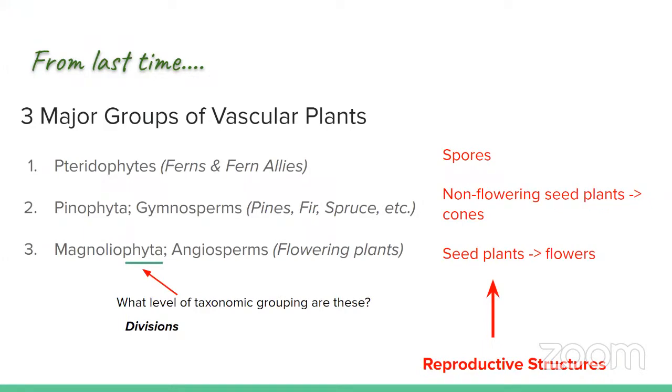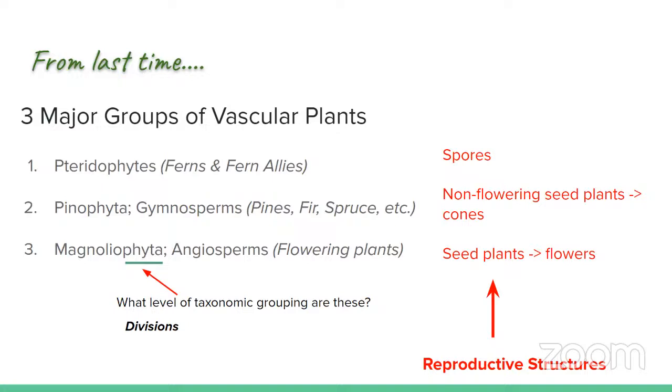So we started with our mosses, our hornworts, our liverworts, our bryophytes, and then after we developed vascular tissue, so xylem and phloem, allowing water and sugars to travel around the plant, we then group our plants into three divisions. The pteridophytes were the ferns and fern allies that we talked about last time, reproducing by spores. And now we're going to move into our groups of plants that have seeds.